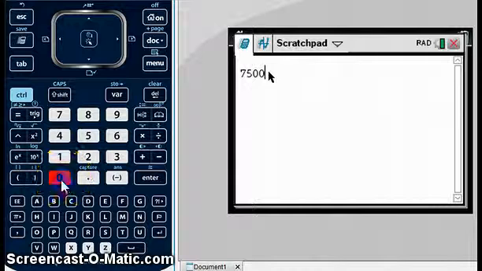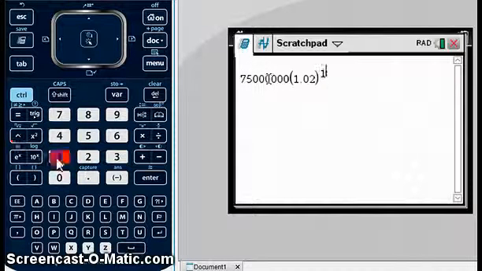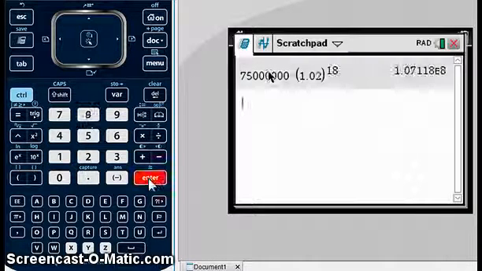There are other ways to do this, but let's just do it this way for now. 75,000,000 in brackets, notice both the brackets come up, 1.02, and then don't forget to go outside the bracket, just by clicking to the right, exponent to the power of 18, and press enter. Now that looks a bit confusing though, so it's got an e there, so we have to remember what that e means, it's times 10 to the power of.